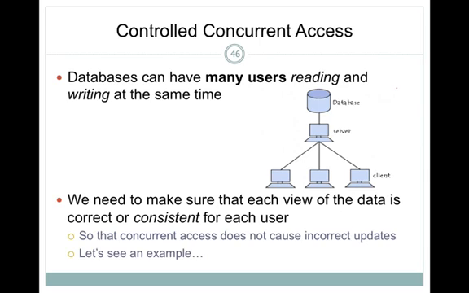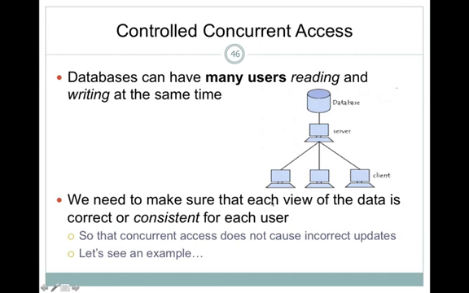Now we've talked about this idea of controlled concurrent access, so I want to explain exactly why a database management system needs to be careful about that. So a database can have many users reading and writing at the same time. This diagram illustrates the idea; you could think of this as a database accessible over the internet. You've got a server directly mediating access to the database, but a number of clients who are going to connect in and ask for data or try to update it.